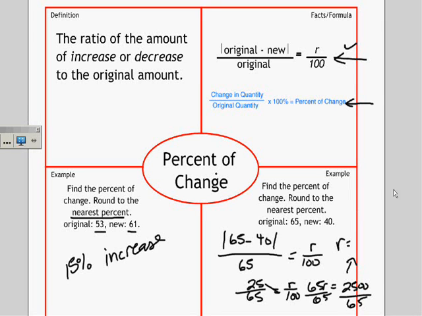38.5%. It's 38.46, so I'll round that to 38.5%. And again, that's a decrease because the original was lower than the new. Or I'm sorry, the original was higher than the new. So that's a decrease in cost.